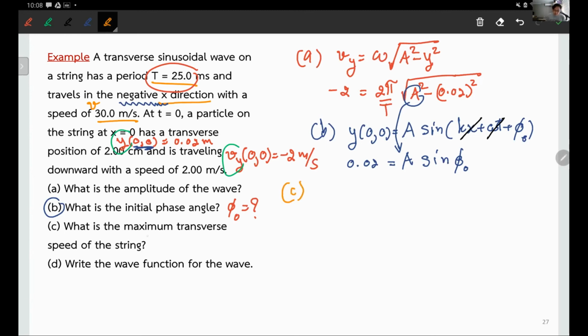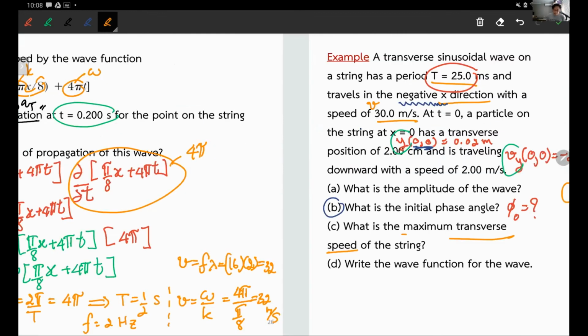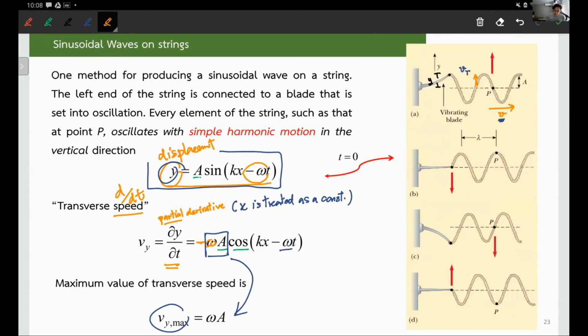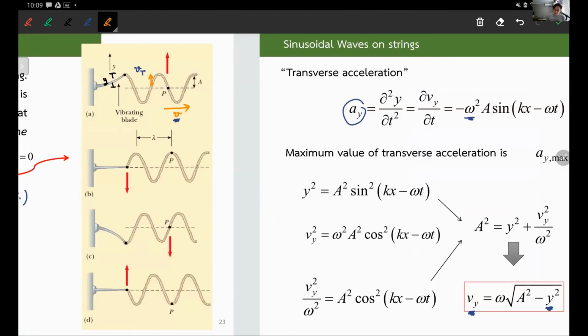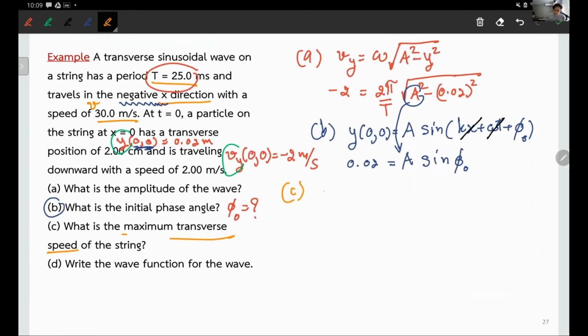Now part C is more interesting. What is the maximum transverse speed of the string? It's more interesting in the sense that you know how to read this one out, because we just said whatever factor comes in front of this expression will give you the maximum value no matter what. So the maximum transverse speed is just omega times the amplitude, omega A. Omega is known, and A is supposed to be known from part A. So you're done. This is a bad way of solving problems, but I hope you work out the number later.